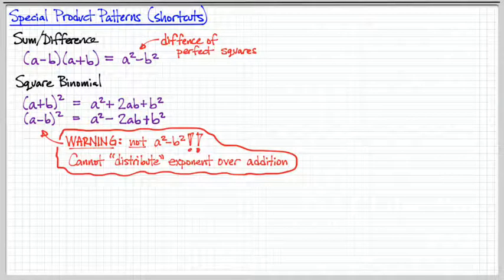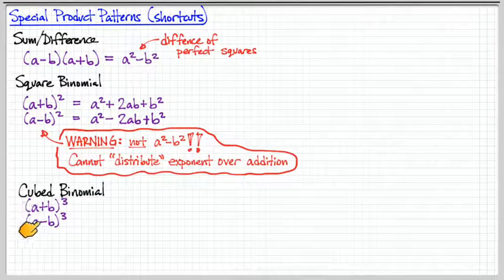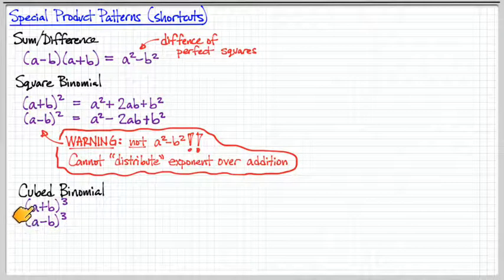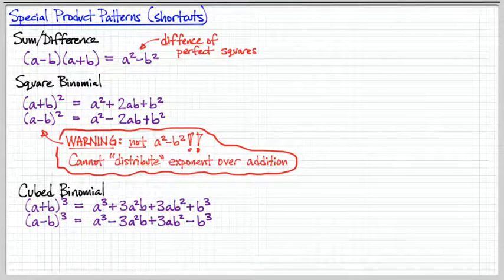So you've actually seen these two special patterns, and this is the third special pattern that is useful to learn. If you don't memorize it, it's okay, but it does help you do the work faster. So these are cubed binomials and expands out to these following terms here.